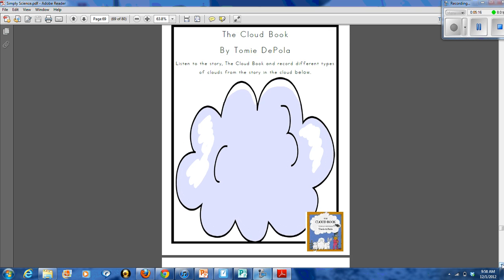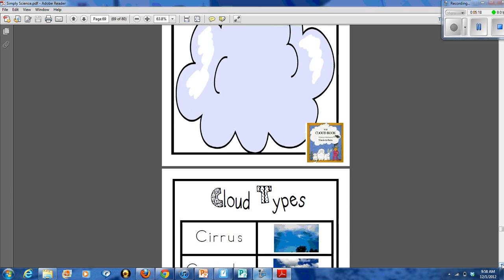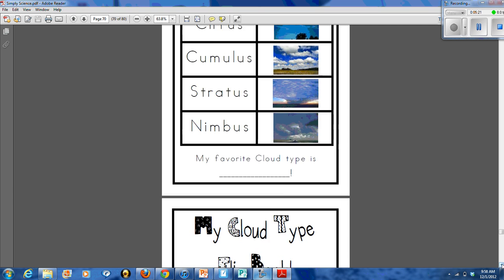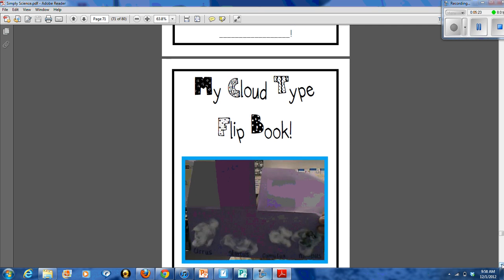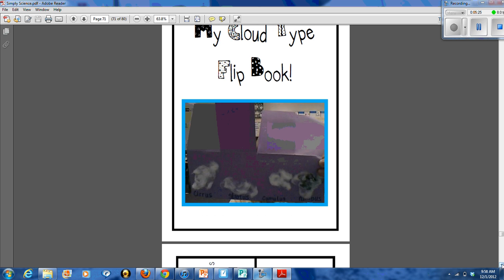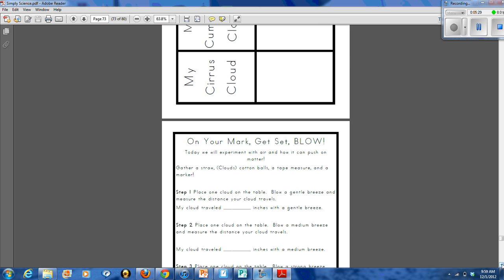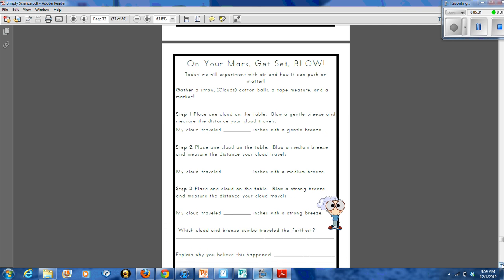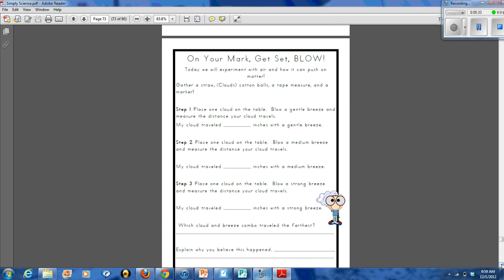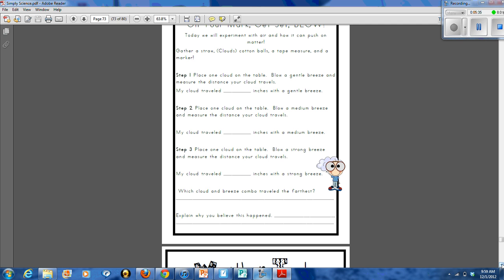Students will read the Cloud book by Tomie dePaola. You will see different types of clouds. They'll create a cloud flip book. My class loves this every single year. So much fun. There's the flip book for you to run off on construction paper. You'll do On Your Mark, Get Set, Blow. This is an activity where students are measuring the distance. They're blowing cotton balls for clouds with straws.